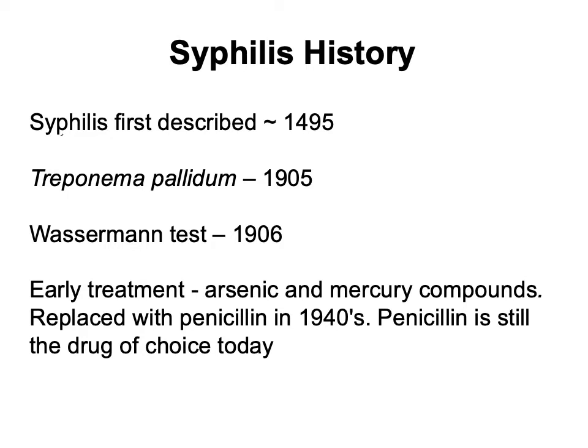Early treatment utilized both arsenic and mercury compounds. These were replaced with penicillin in the 1940s. Oddly enough, penicillin is still the drug of choice today.